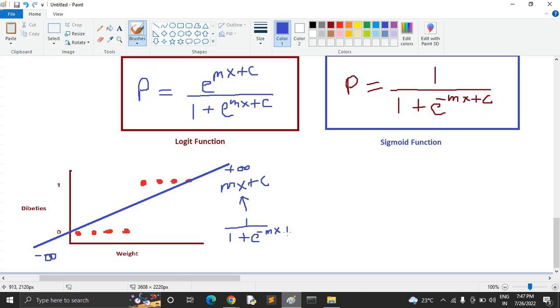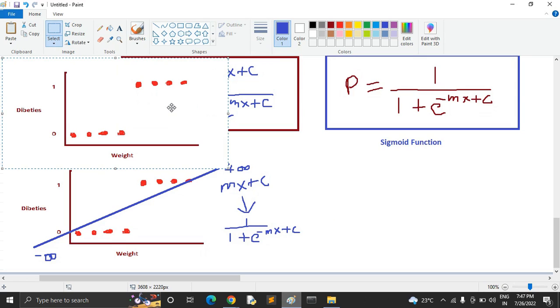Now what will this do? This will bring down the range of infinity to 0 and 1. So what we have done is, we have manipulated this formula of equation of line by using the sigmoid function for getting the range of 0 and 1.